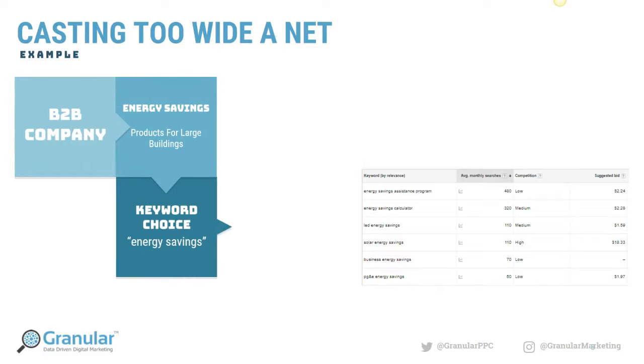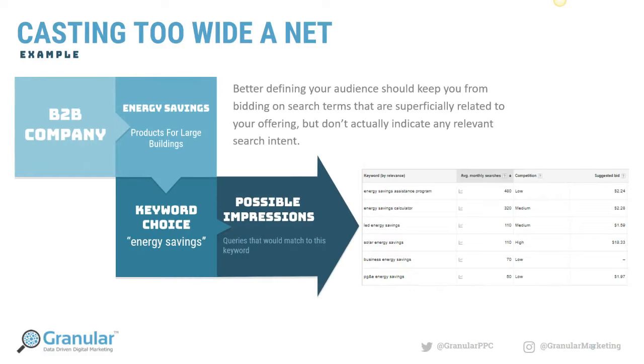This is a great example here, I think, of a company that might cast too wide of a net. You can see in the example here, a B2B company in the energy saving space. They offer products for large buildings to save on energy costs. The advertiser here might choose the keyword energy savings. They might think, that's a really good idea. That's the space I'm in, and that's the solution I'm offering.